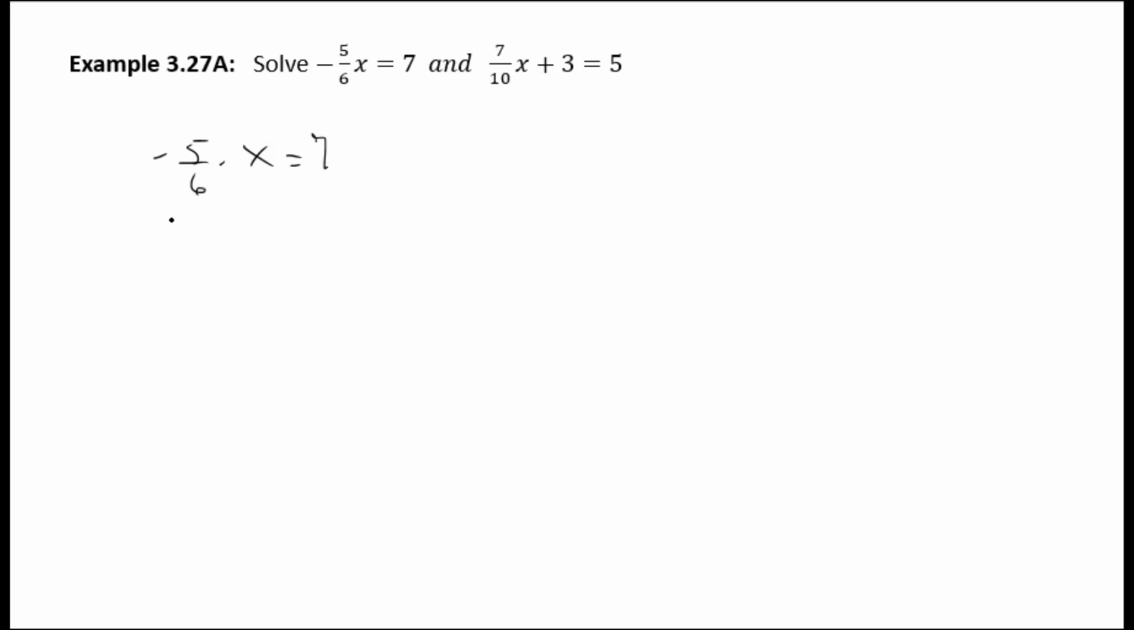Now this is a problem here. We've had problems like this, like 3x equals 9, for example. We divided both sides by 3. But dividing here by a negative 5/6 seems a little confusing. So along comes the reciprocal, negative 6/5. If I multiply this side by a negative 6/5, I can multiply this side by a negative 6/5.